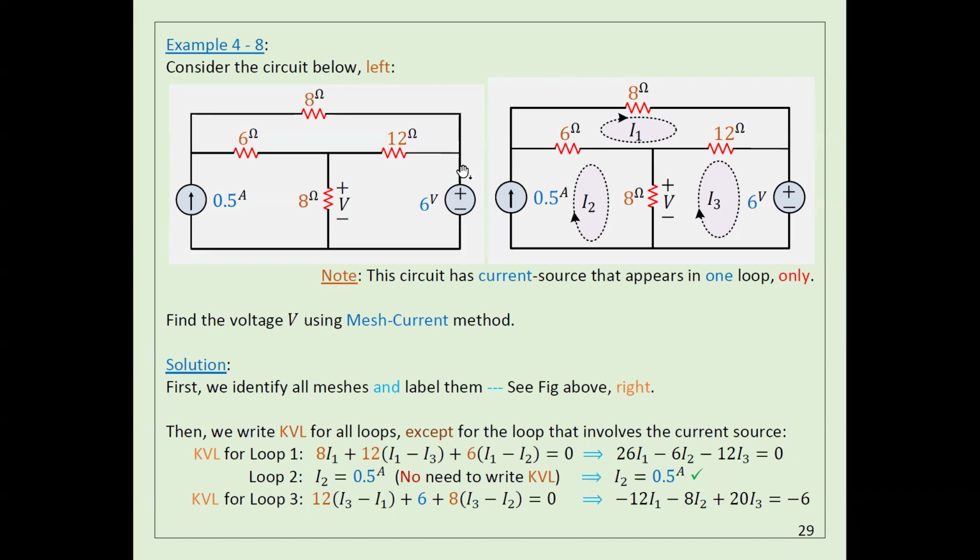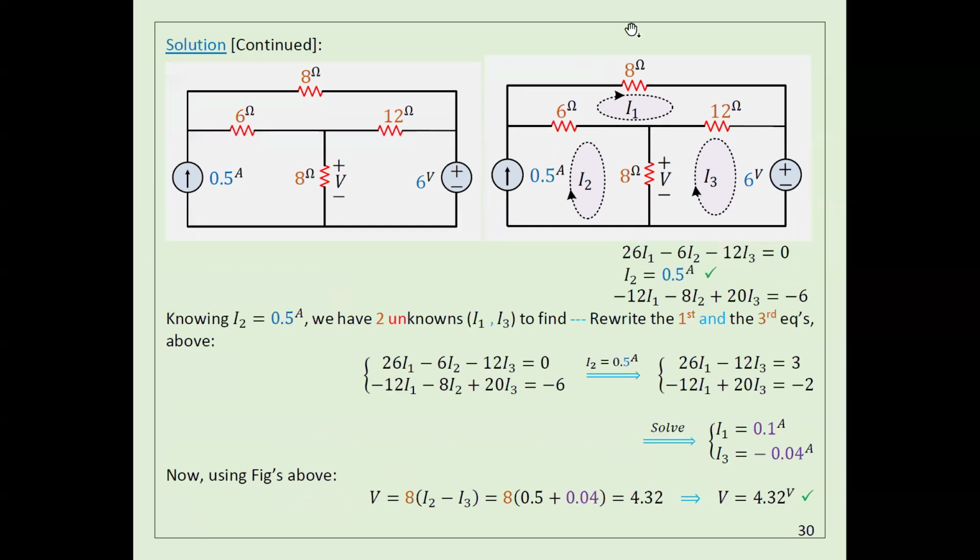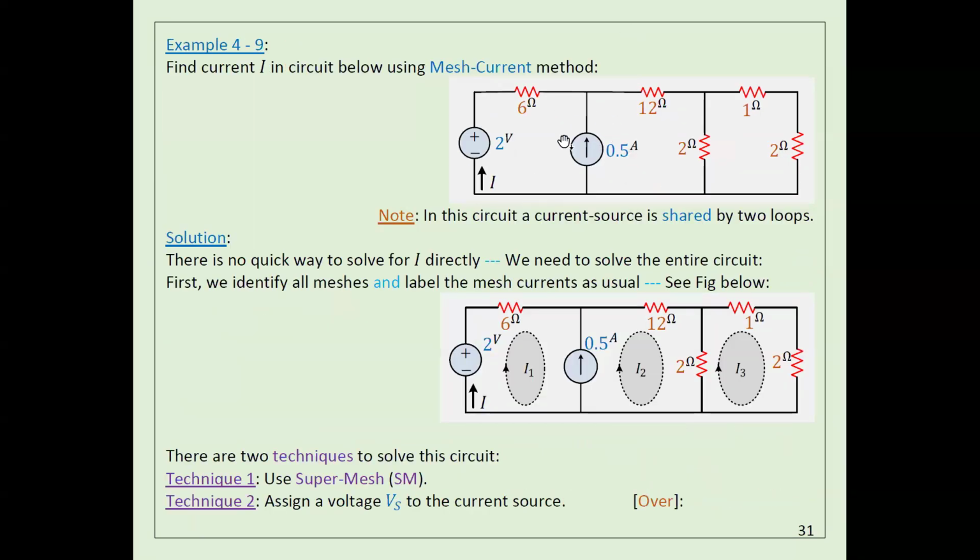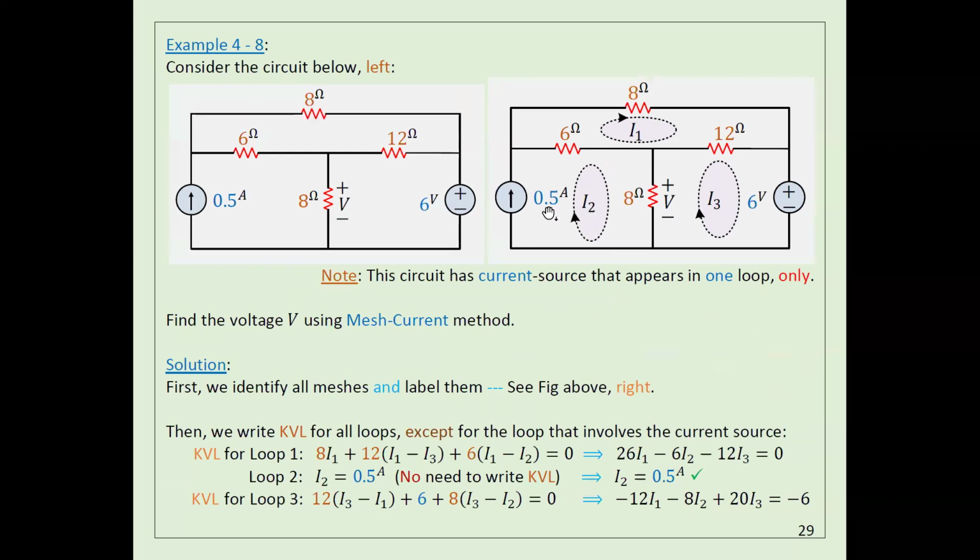Yes, the current source was shared. I think we have this example; let me check. Yeah, we have this example, we are going to talk about it. If it is shared, then in this case it's going to be I2 minus I1 equal to 0.5. Sorry, it's always I2 first because this is the positive direction. But here, because this one is not shared, it's just I2. So this was easy, right? We'll see the other case.